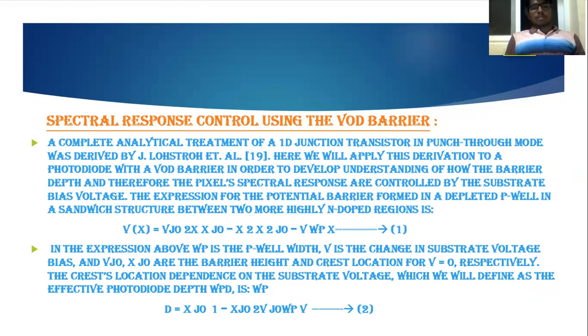P of x equals A over ... 2x J over by x 2x direction. In this expression above, WP is the P1, V is the change in substrate voltage bias, and VJO and XO are the barrier right and crystal location for V equals zero, respectively. The crystal location depends on the substrate voltage, which we will define as the effective photodiode depth developed, which is equation 2.